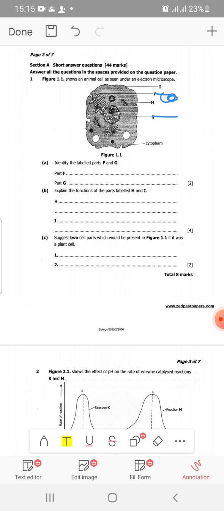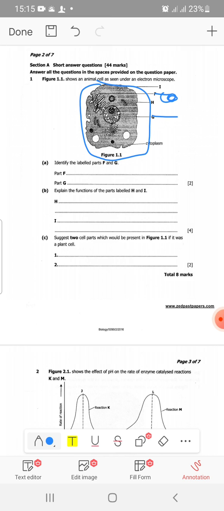Then you see, suggest 2 cell parts which would be present in figure 1.1 if it was a plant cell. So if this was a plant cell, you expect to have the cell wall outside. You also expect to have some chloroplasts. You expect a large permanent vacuole. Those are the permanent features you can expect to see in the plant cell. So you can pick from those. We just wanted 2 here: the cell wall, the chloroplast, and others. Okay, we're done with question 1.